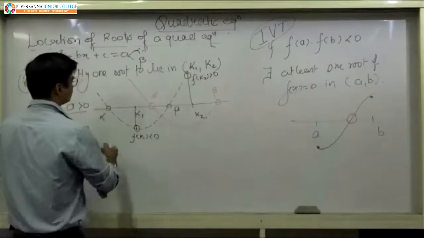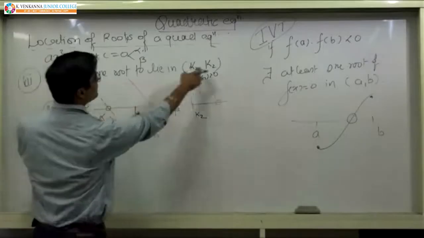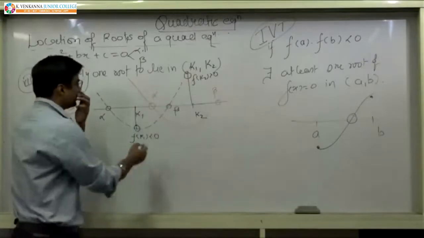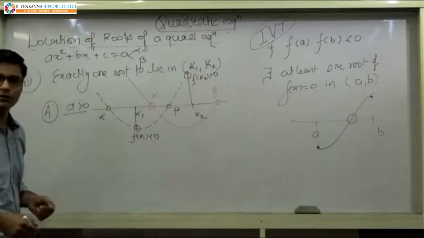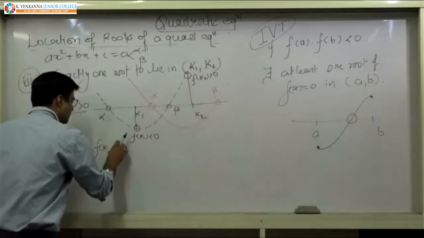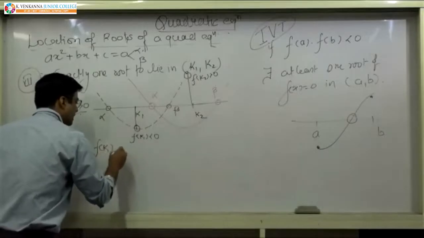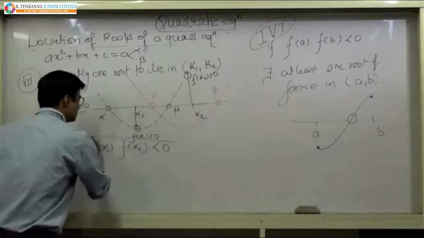So again, same thing is happening. We are saying exactly one root lies in K1, K2. So that means f of K1 and f of K2 must be of opposite sign.